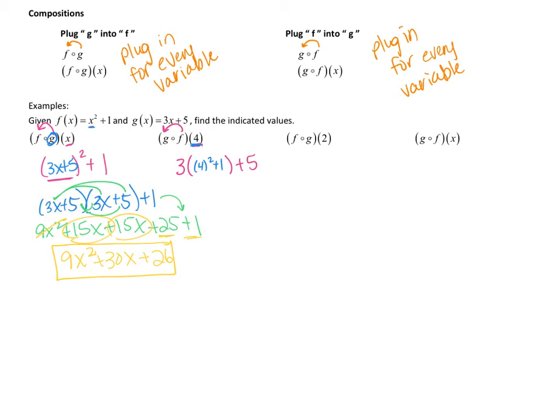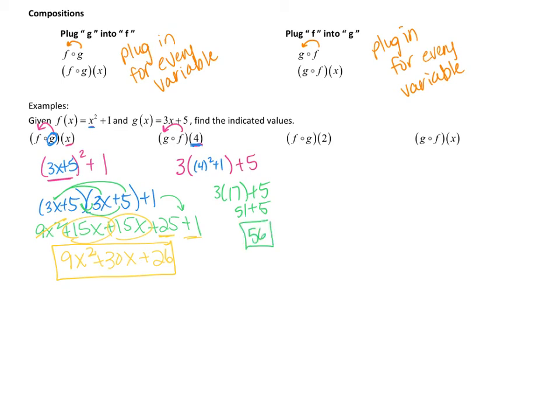I plugged in my function x squared plus 1, but instead of using an x, I used the number 4. Okay, so now we're going to do our PEMDAS. Let's see what we can simplify here. So, right, I'm going to look inside the parentheses. I've got an exponent. So 4 squared is 16. 16 plus 1 is 17. Then I'm going to say 17 times 3. We've got 51 plus that 5. So my final answer would be 56.